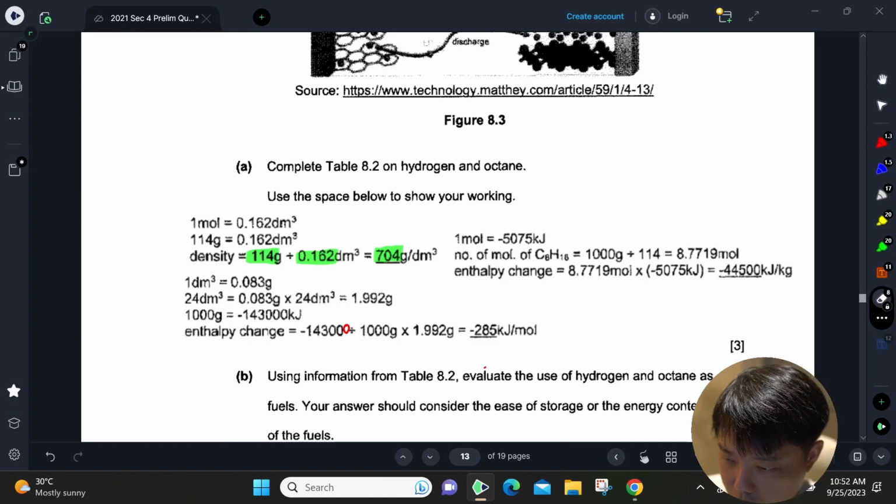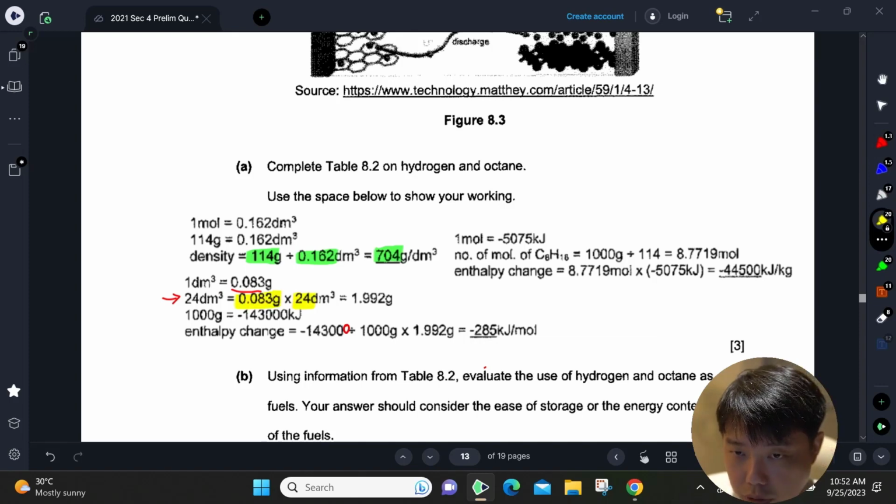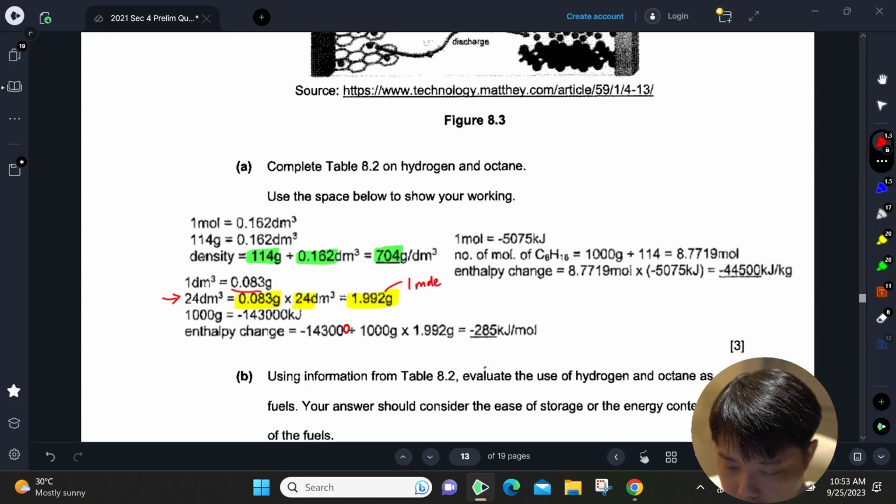For 1 mole here, 1 mole is 24 dm cube. From the density, we know that 1 dm cube will be 0.083 grams. So 1 mole, which is 24 dm cube, is 0.083 grams times 24 dm cube, which will give us about 1.992. This is the mass in 1 mole of hydrogen.